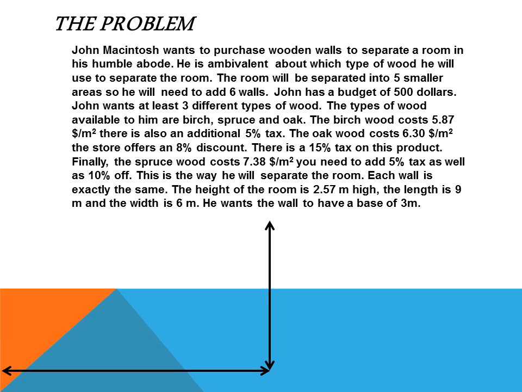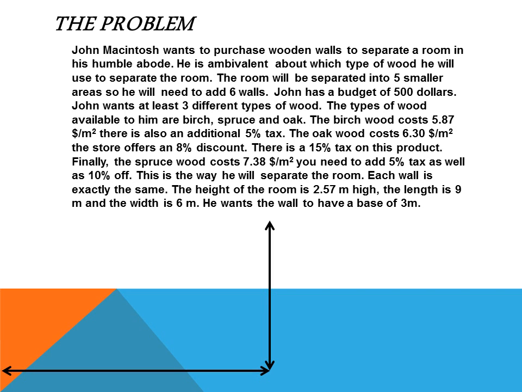John wants at least 3 different types of wood. The types of wood available to him are birch, spruce, and oak. The birch would cost $5.87 per meter squared. There's also an additional 5% tax. The oak would cost $6.3 per meter squared. The store offers an 8% discount. There is a 15% tax on this product. Finally, the spruce would cost $7.38 per meter squared. You need to add 5% tax as well as 10% off.